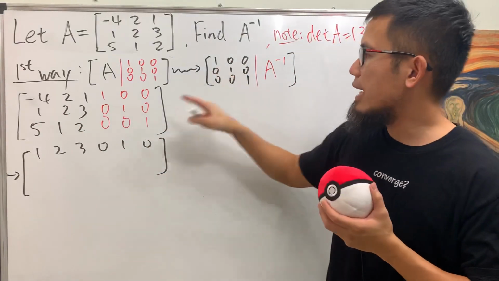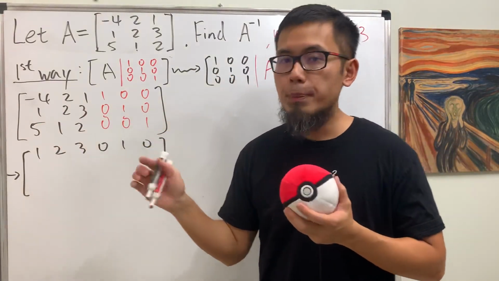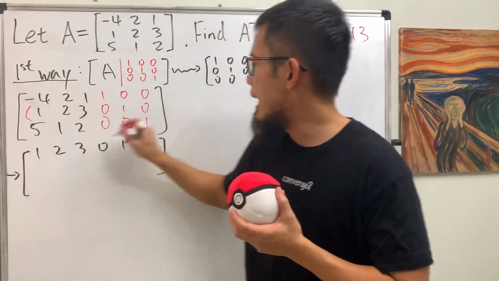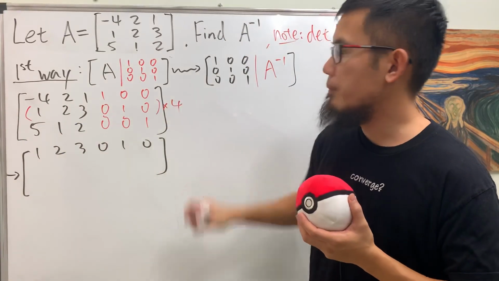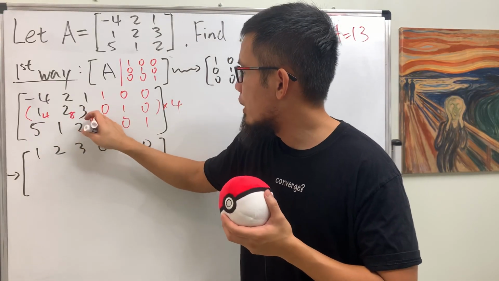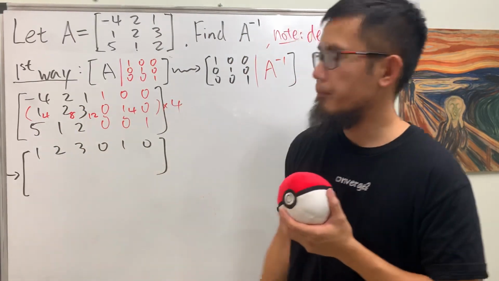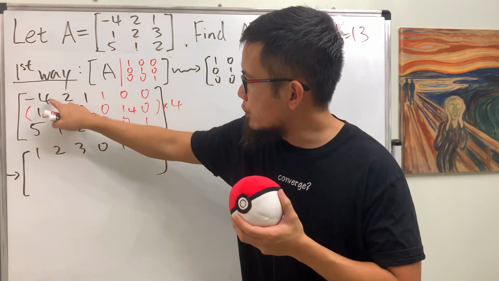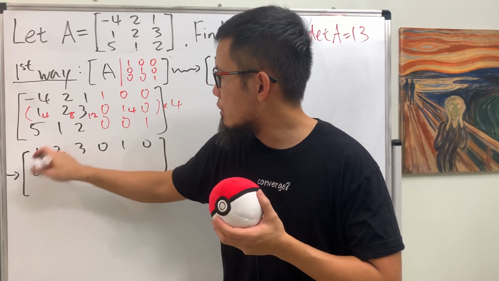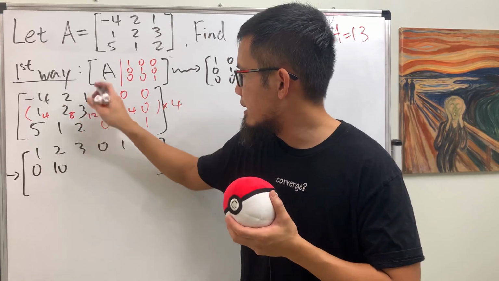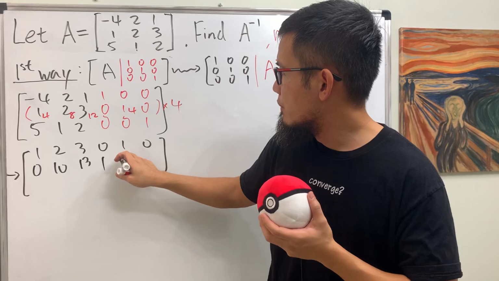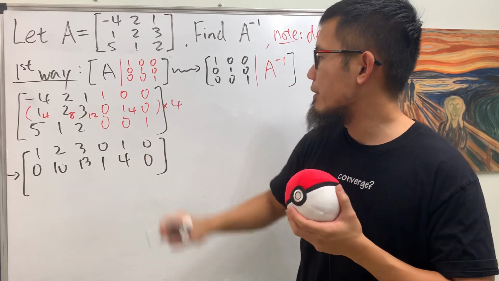But I want to make that entry equal to 0. So let me actually look at this and then multiply by 4. In that case, we get 4, 8, 12, 0, and 4. I'm just going to add this to that and then put it down right here. So 4 plus negative 4 is 0, and then this and that is 10, and then 13, and then 1, and then 4, and 0, right?